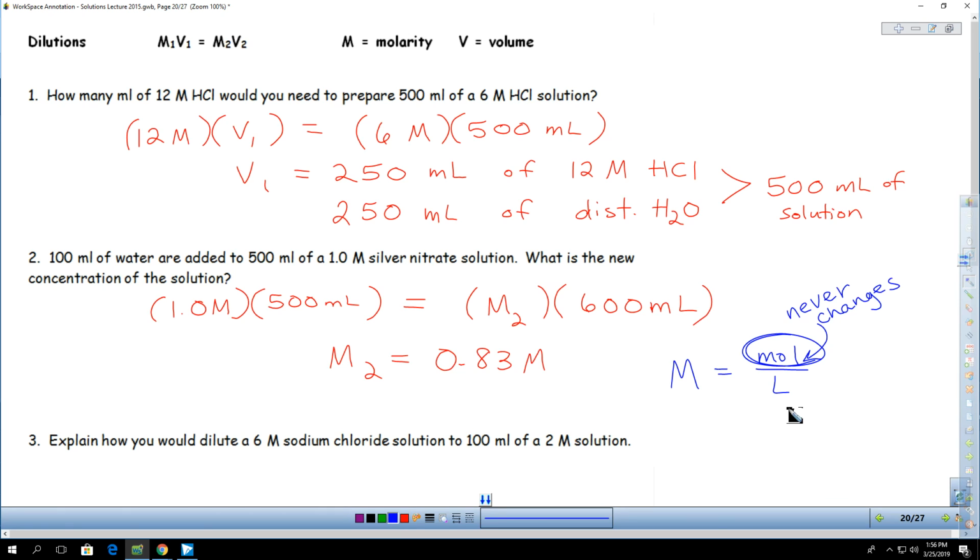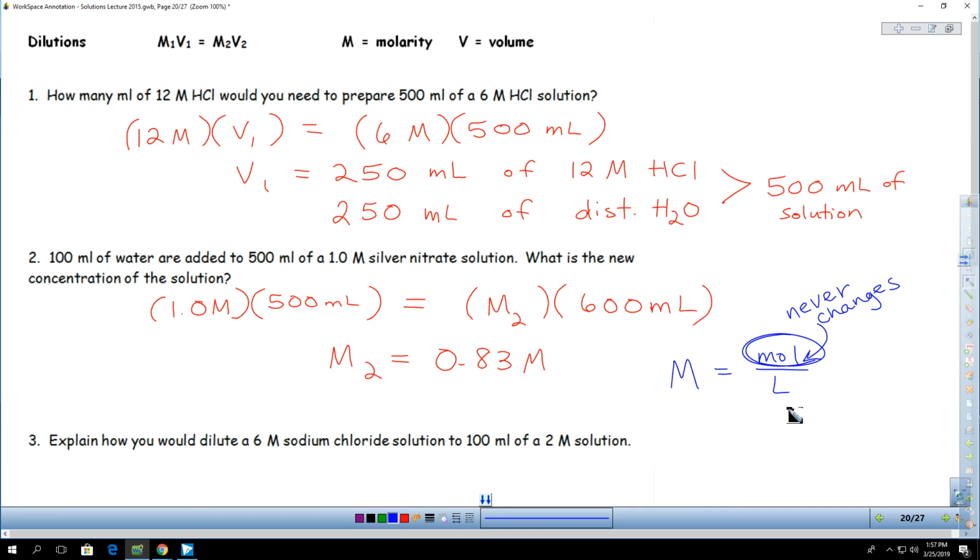When we do this in the lab, we're going to use a solution that's colored so that we can see as we add more water, it becomes less concentrated. The molarity will become smaller. It's going to be the same amount of ions, whether it's silver nitrate or nickel nitrate or copper nitrate or whatever it is. But by adding more water, it just becomes more dilute.